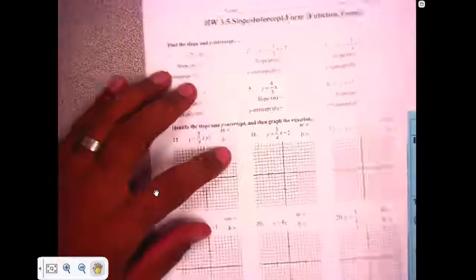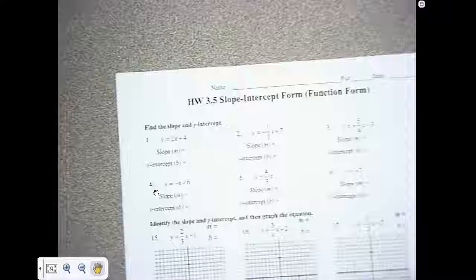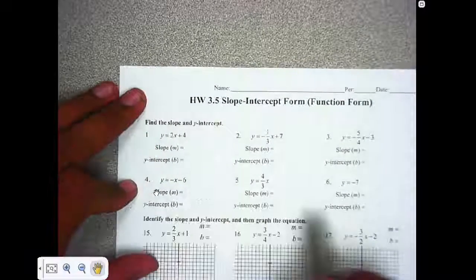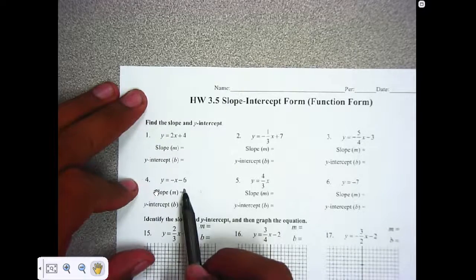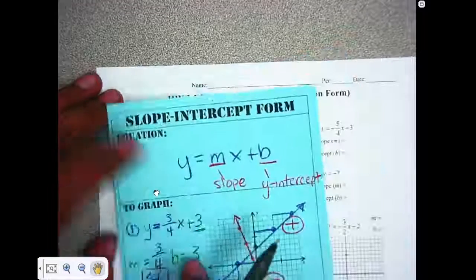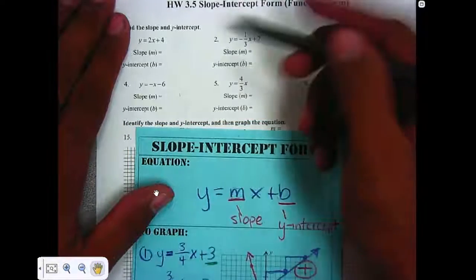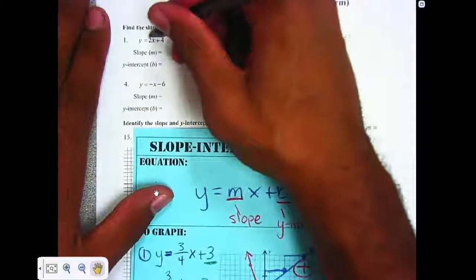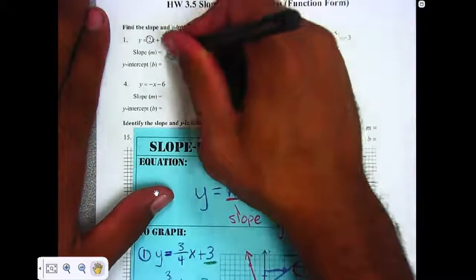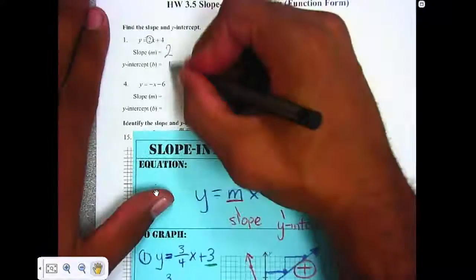Okay. I'll keep this on the side for reference. Alright, so now, in these first 6 questions, all we're asking you to do is find the slope. Okay, so remember, y equals mx plus b. Let's actually just keep this right here. Okay, so here, number 1, the slope is just that first number right there, 2. And then our y-intercept is the second number to the right, so here it's 4.